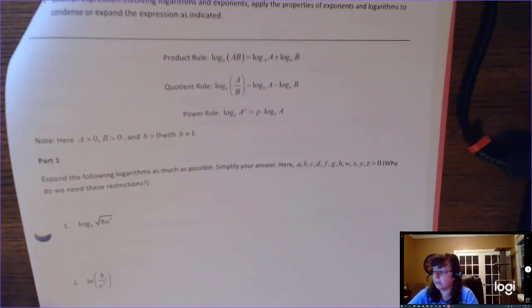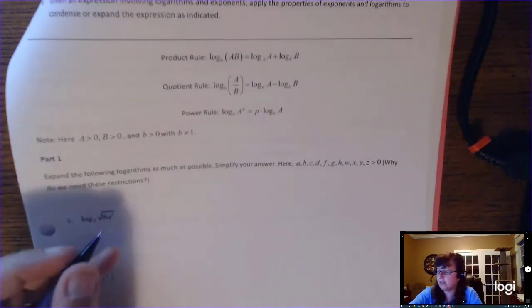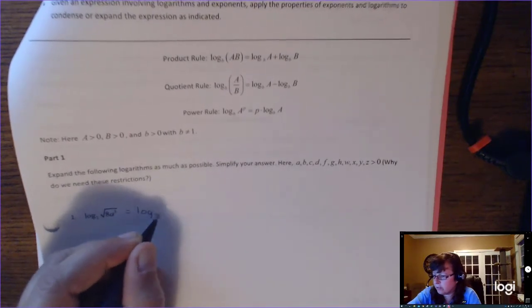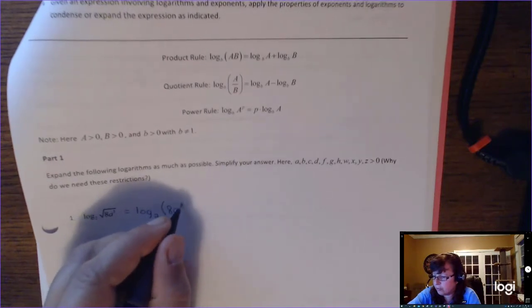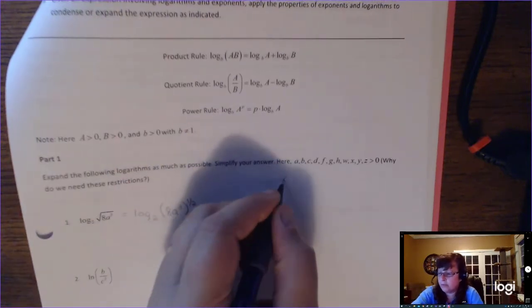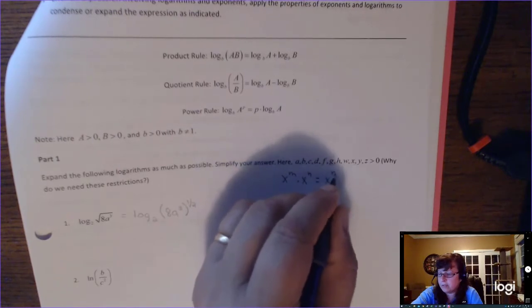So number 1, just because radicals can be troublesome, remember you have to rewrite that using rational exponents. So that's going to be the log base 2 of 8a cubed to the 1/2 power. And so I also want to go over exponent rules. We've gone over this one. We've been using this, so hopefully you haven't been lost.